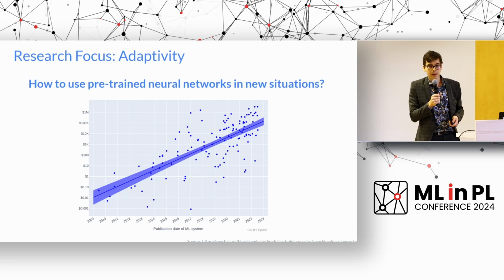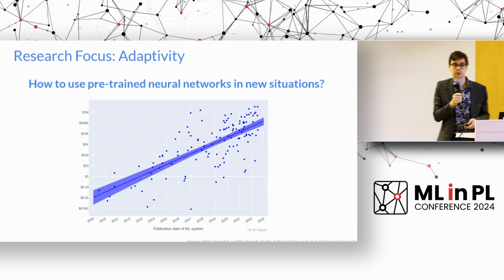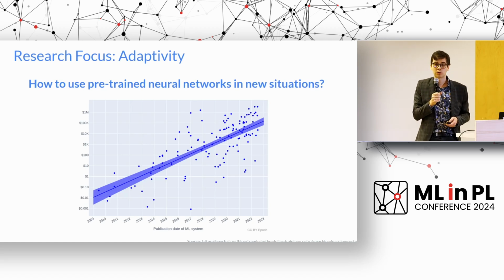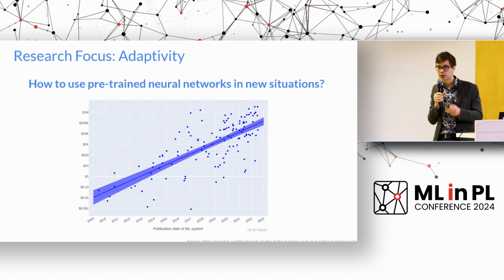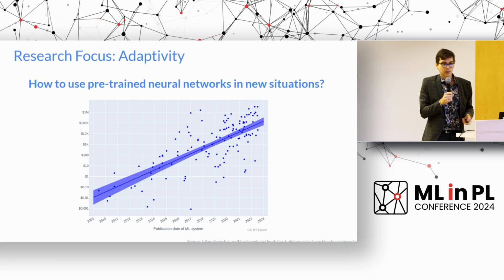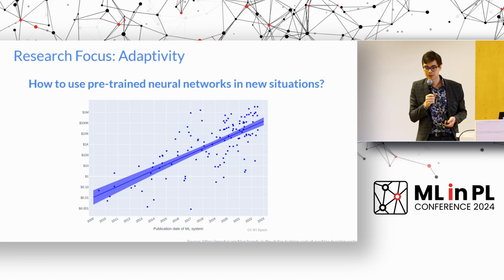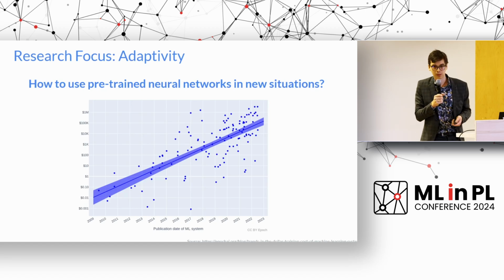On this plot, on the x-axis, you can see the year of production of certain machine learning systems, and on the y-axis, you can see the cost of training those systems. If you look closely, the y-axis is in logarithmic scale, which means that the cost grows exponentially. So basically, it doesn't make sense to train a new model every time you encounter a task that you haven't seen in your pre-training. It makes much more sense to take your pre-trained neural network and adapt it to this new setting in some way. Okay.